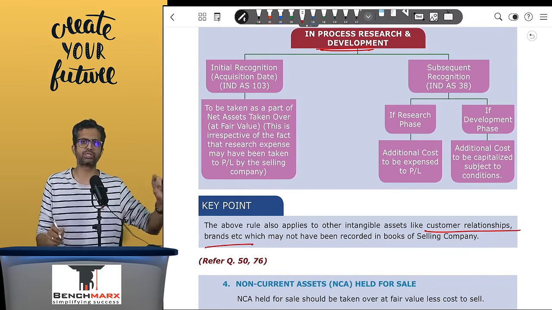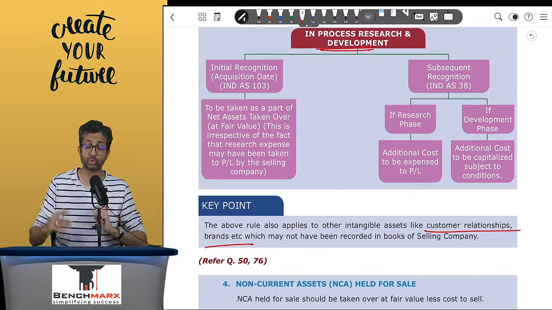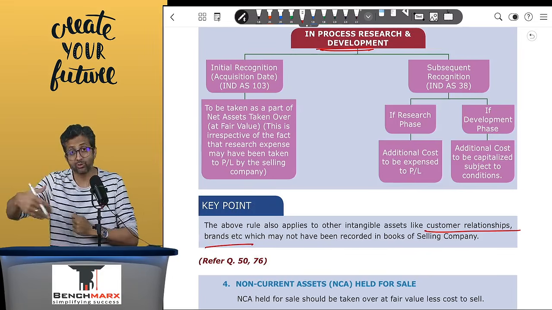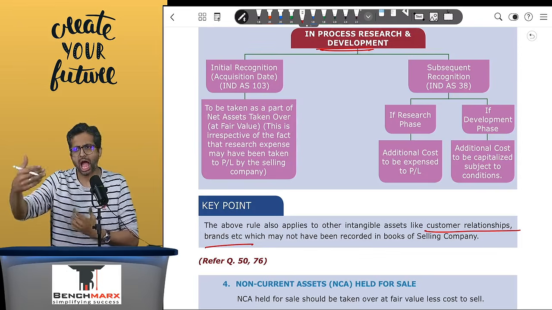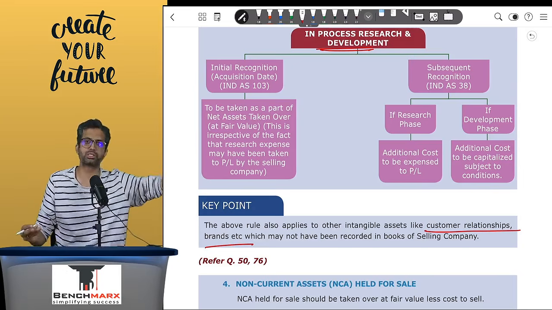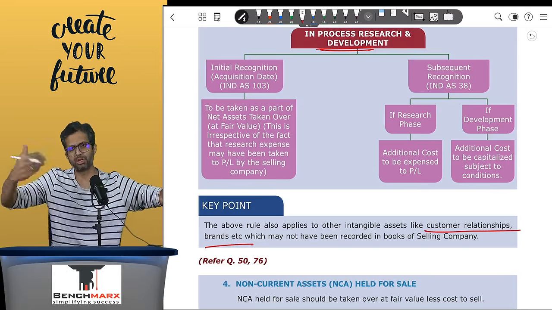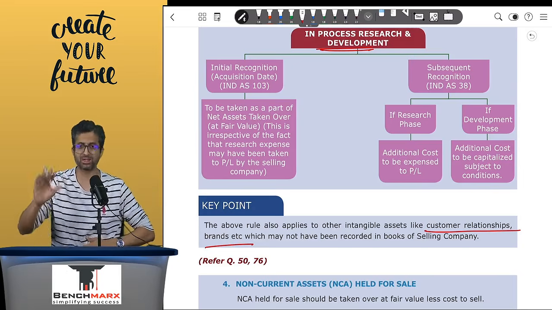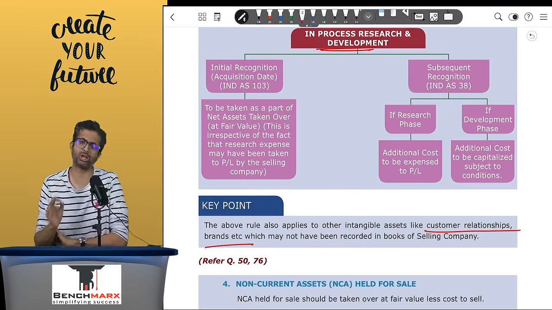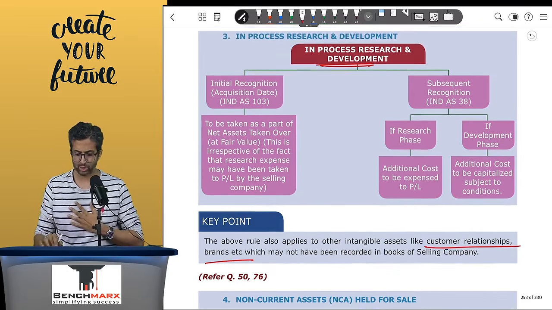At the stage of business combination, you will take them over at fair values. The subsequent accounting for these will apply as per Ind AS 38. If you continue to do further research and you are still in the research phase, as per Ind AS 38, further research costs will be expensed. If you are in the development phase, then development costs can be further capitalized, but that is subsequent accounting. Initial accounting at the business combination will be taken over at fair values. Okay, that is one special case.